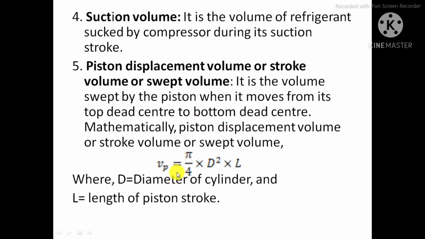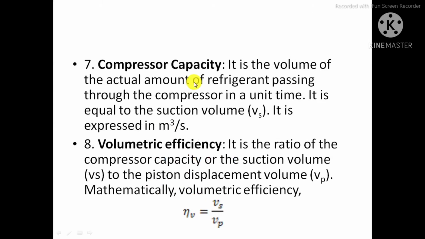So basically its formula is pi by 4 D square L, which is the formula of the volume of a cylinder. Where D is the diameter of the cylinder and L is the length of the piston stroke. Seventh part is compressor capacity.